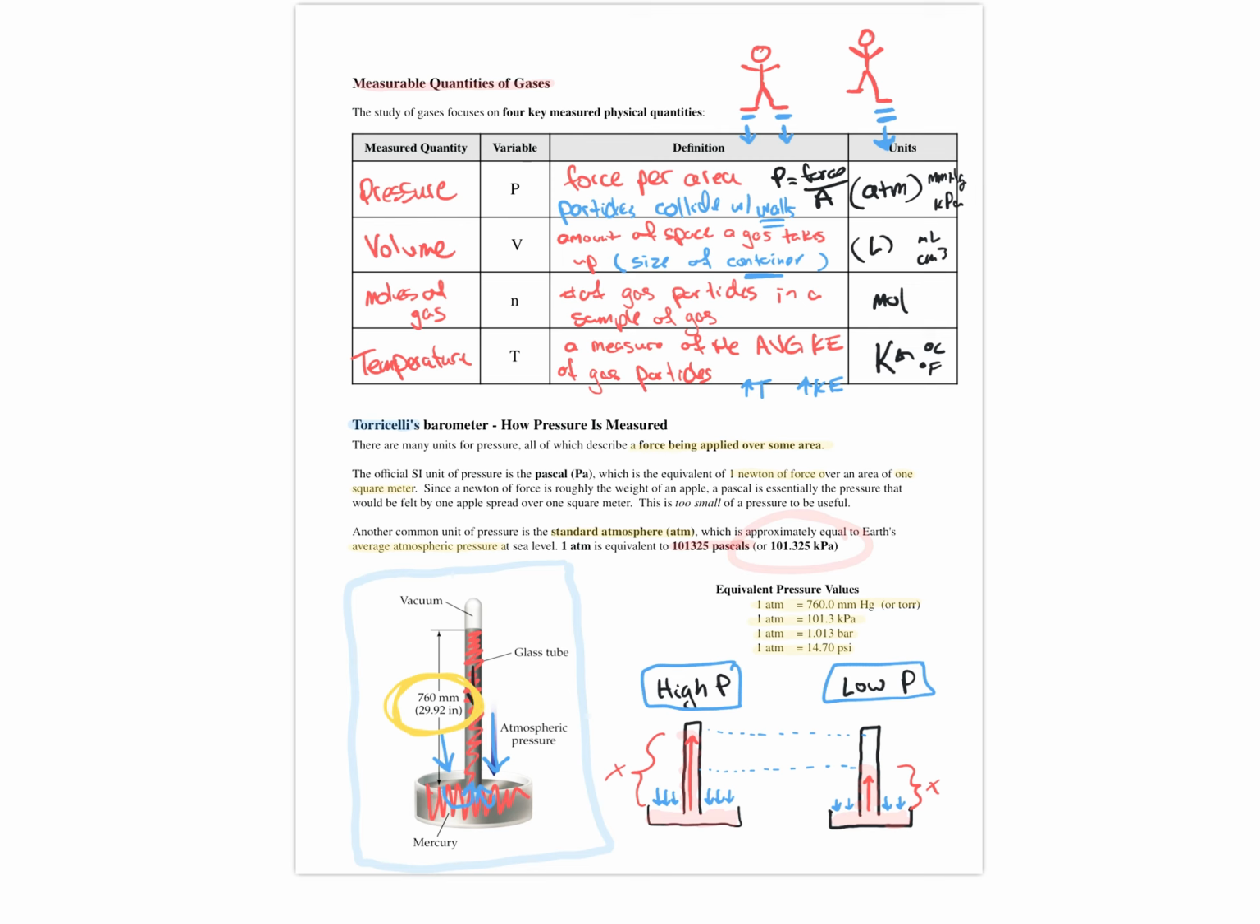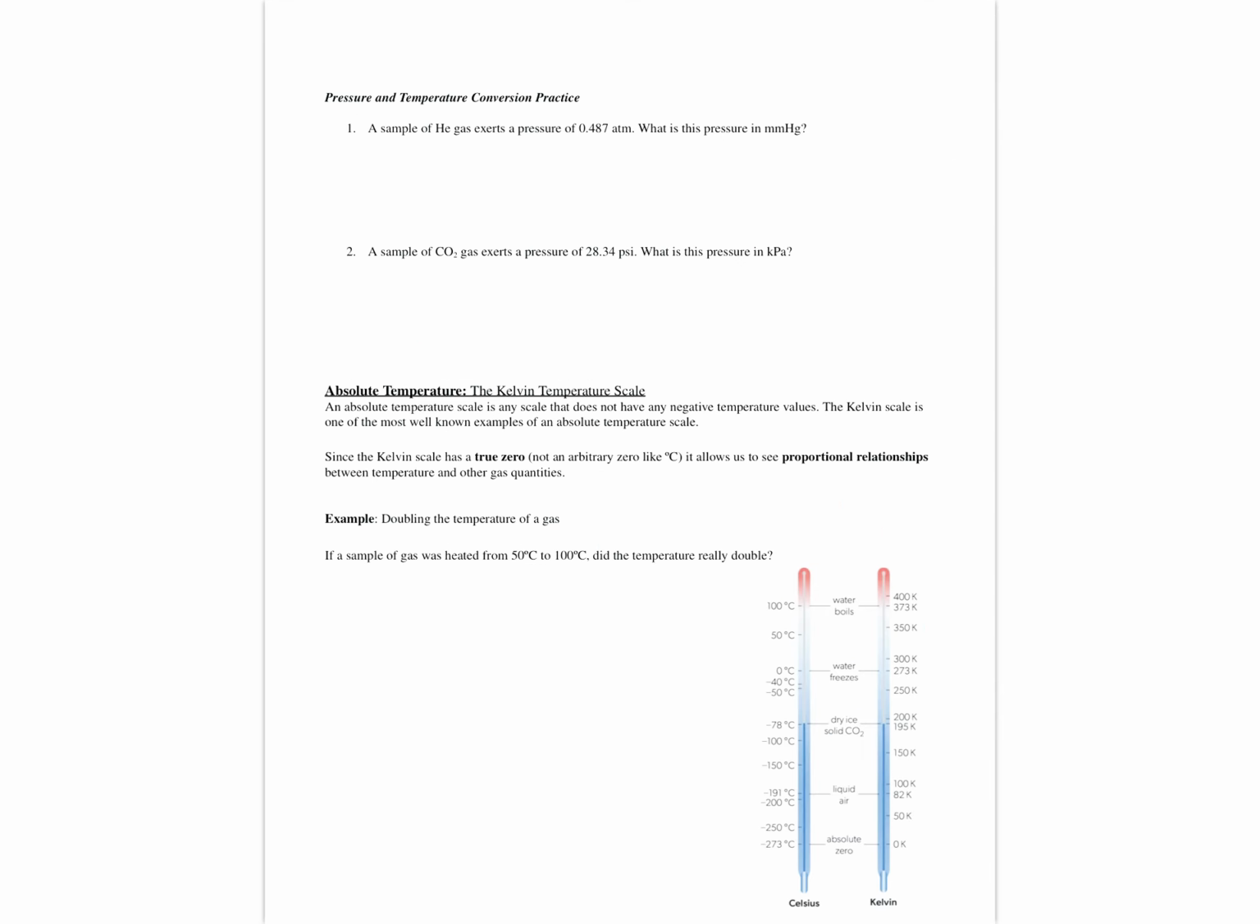When looking at these equivalent values, one atmosphere here on the left, these are all defined, so there's no sig figs for the one. But on the right side, these are all measured quantities, so they're all 4 sig figs, and you're going to need to account for that when doing conversions. Now pause the video and try these pressure conversions on your own.